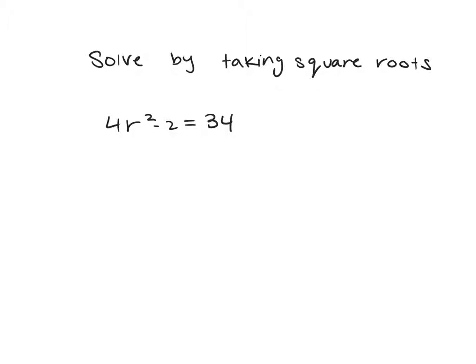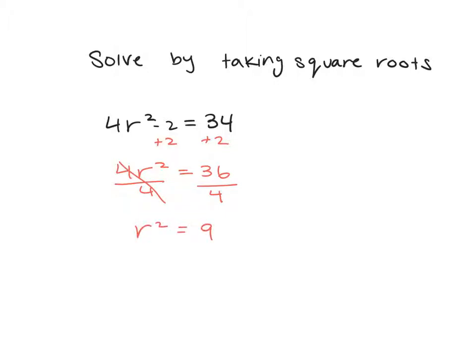And so that's how we know that solving by taking square roots is a good method here. So when I'm solving by square rooting, I want to isolate the variable, so I'm just going to start peeling off layers. I'm going to start by adding 2 to both sides. And then I want to peel that 4 off, so I'm going to divide both sides by 4. And so I get r squared equals 9.